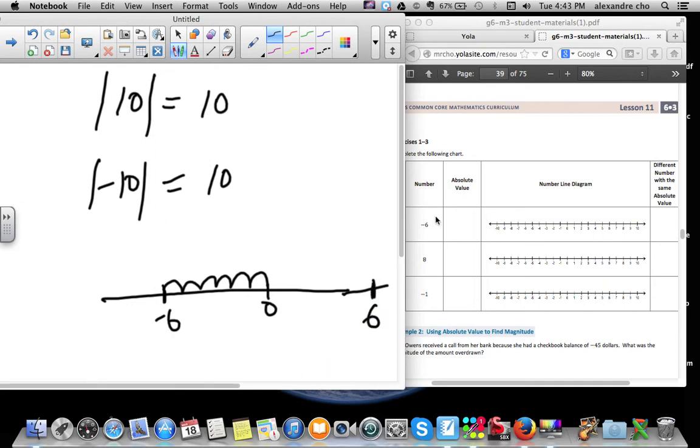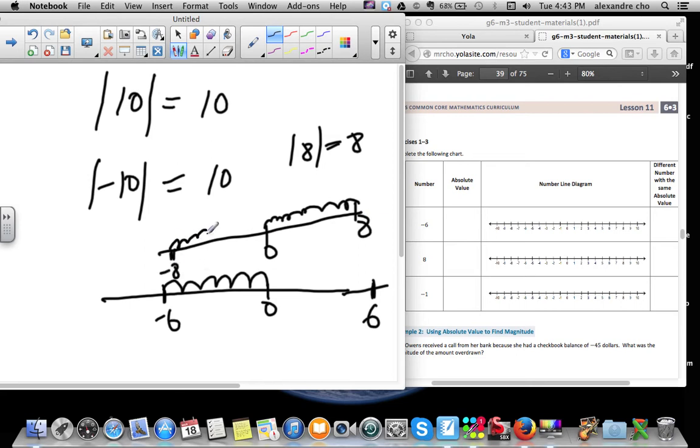Okay. Next one, 8. The absolute value of 8 is 8 because it's 8 spaces away from 0, so you can draw that. That's 0, that's 8, and that's 8 spaces away from 0. And what other number is 8 spaces away from 0? It would be the opposite of 8, which is negative 8. And negative 8 is also 8 spaces away from 0. Finally, bottom one, negative 1. Here's negative 1. Negative 1 is exactly 1 space away from 0. What's another number that is 1 space away from 0? That would be 1. Okay.